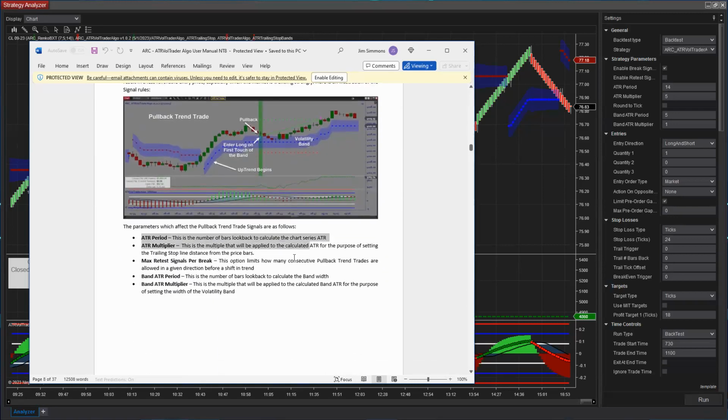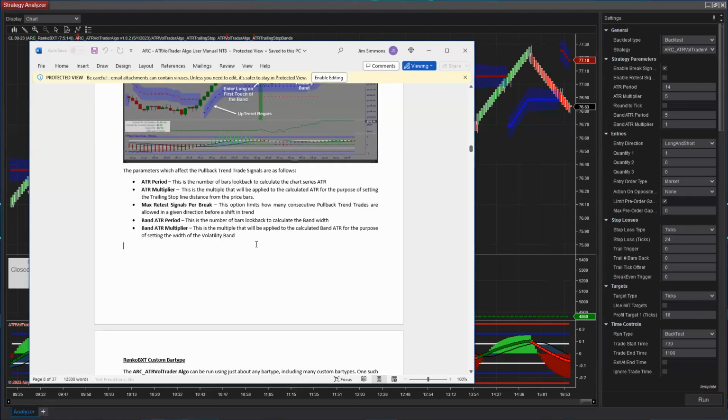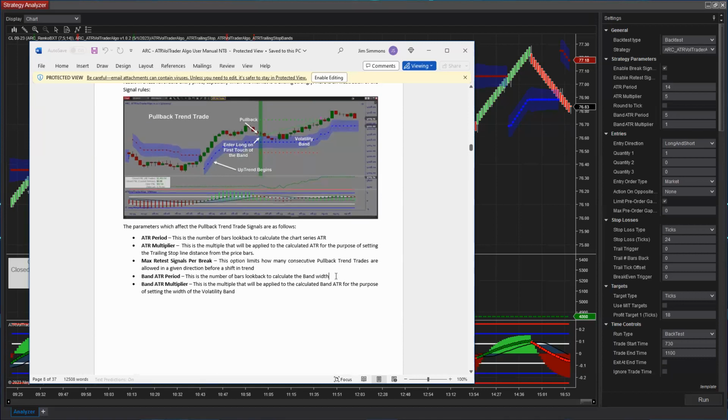Oh, here we go. Here they are. There's the details on what these are. There's your max retest. If you're trading retests, then that's the number you use. ATR period is the number of bars look back to calculate the band width. And then the multiplier applied to calculate the band ATR for setting the width of the volatility band.